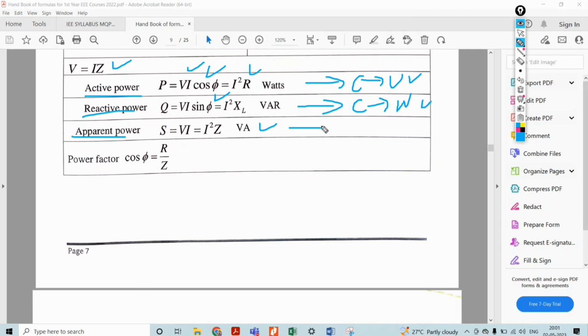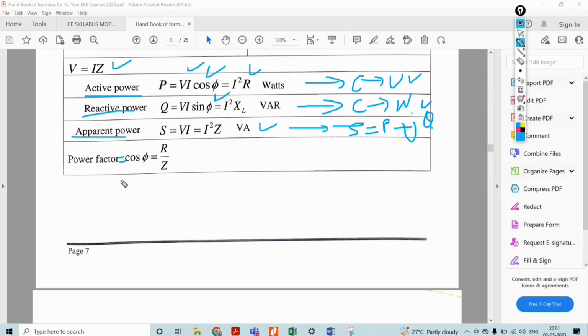Apparent power. The power which is to be supplied, that itself is called apparent power. S is equal to P plus jQ. That is, the complex addition of active power and reactive power itself is called apparent power. Then power factor.